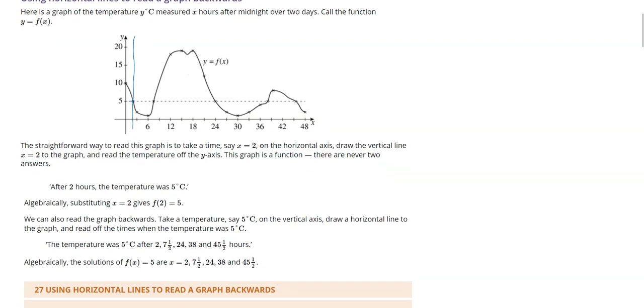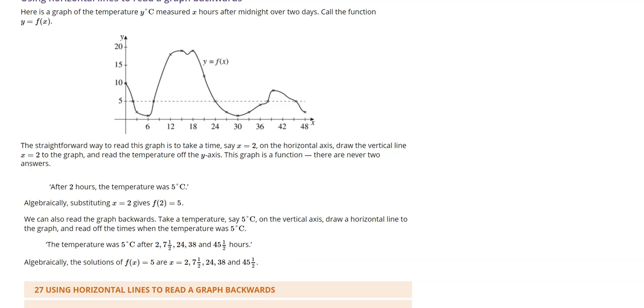That's fine. So we can read the graph backwards, but when we read the graph backwards, something different happens. Obviously, when we're reading it forwards, if we're looking at the x-axis, there is only one corresponding value of y at the 2 hour mark, right? But if we read it backwards, if we look for 5 degrees and ask how many hours after midnight was 5 degrees, and draw a horizontal line through there, we're going to intersect in quite a few different places.